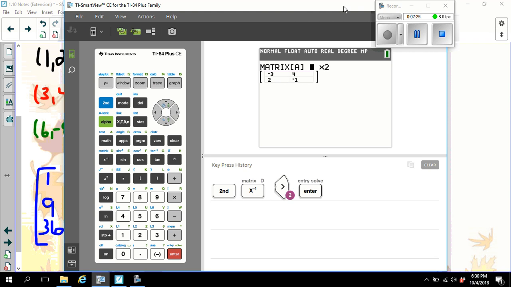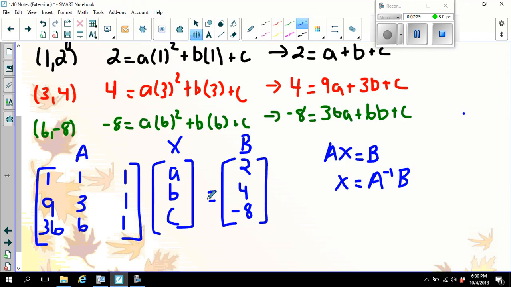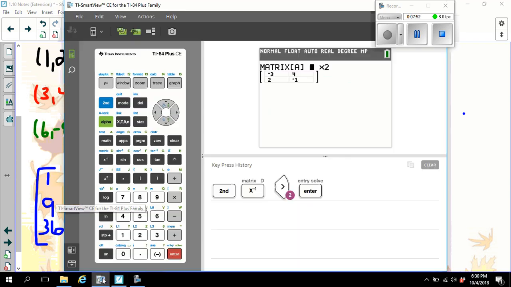So let's go back to our notes and see what the dimensions are. The dimensions go by rows and then columns. Rows are the horizontal, columns are the vertical. So we count 1, 2, 3 rows, and then 1, 2, 3 columns. So the dimension of matrix A is 3 by 3, because we have 3 rows and 3 columns. Let's go ahead and enter that onto our graphing calculator.